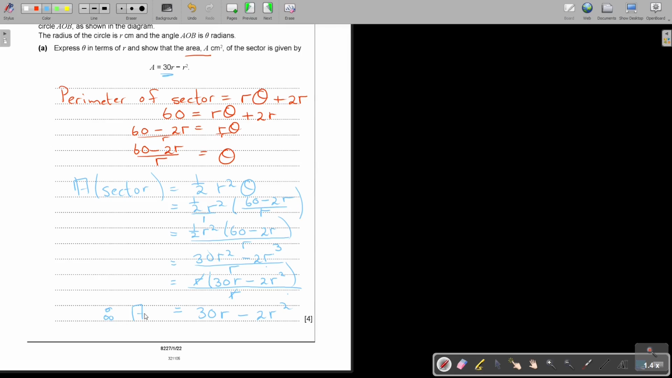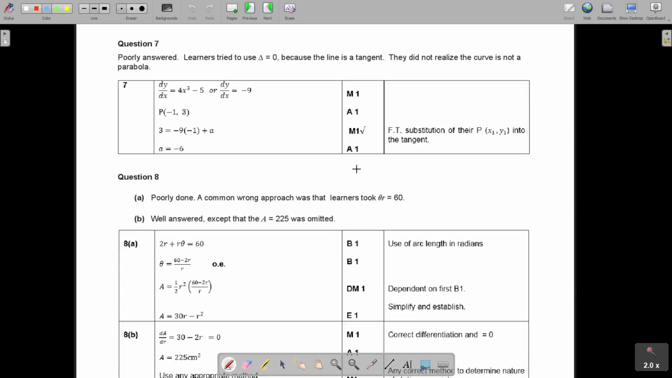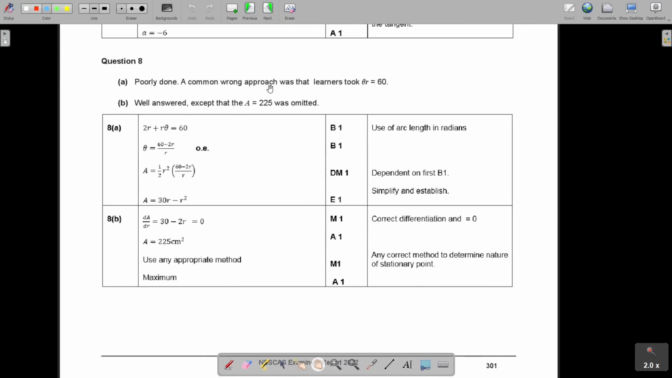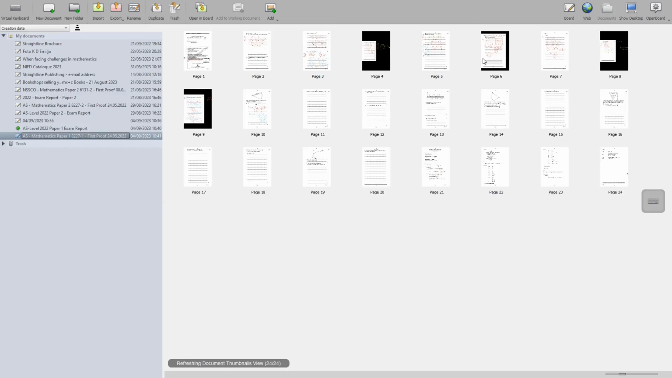Okay, but remember this was question number A. I'm just going to take you quickly first to the exam report, because if the question was long, I realized that it's sometimes better that you go to the exam report first. Just number A, poorly done. A common wrong approach was that learners forgot about the plus 2r. It's 60, so this was correct. And then I'm going back to number B. So let's go back to the question paper and go to question number B.